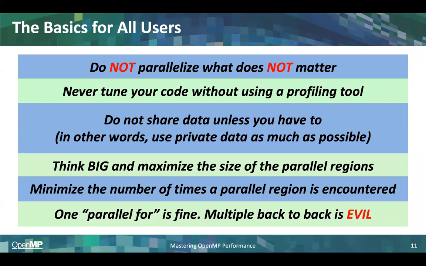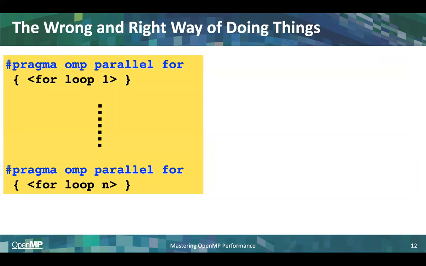To get a little more specific on that, one parallel for or parallel do is fine. Multiple back-to-back is pure evil. And let me show you an example. This is what I see in too many applications. And again, it's not about blaming people. If nobody ever told you, how could you know? But let's zoom in on this.